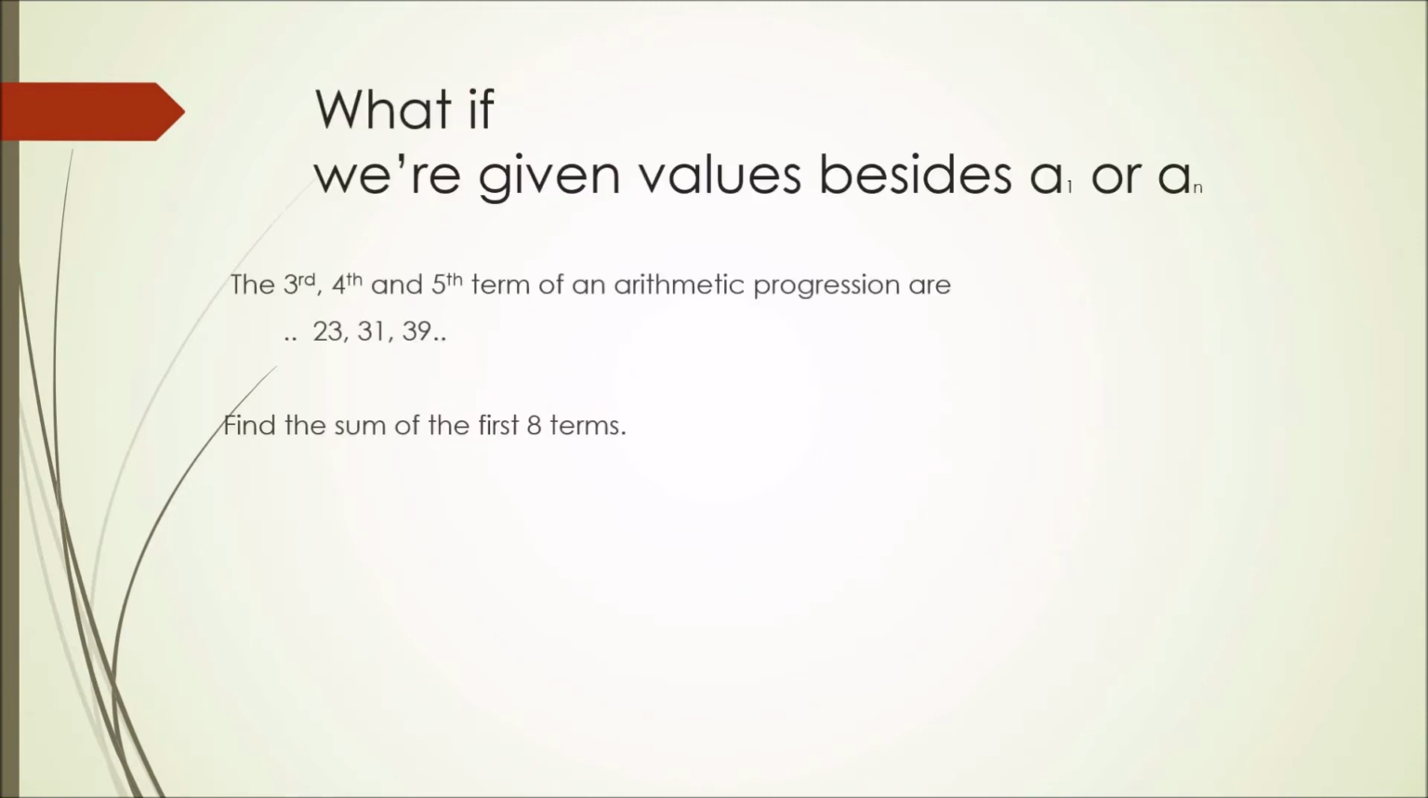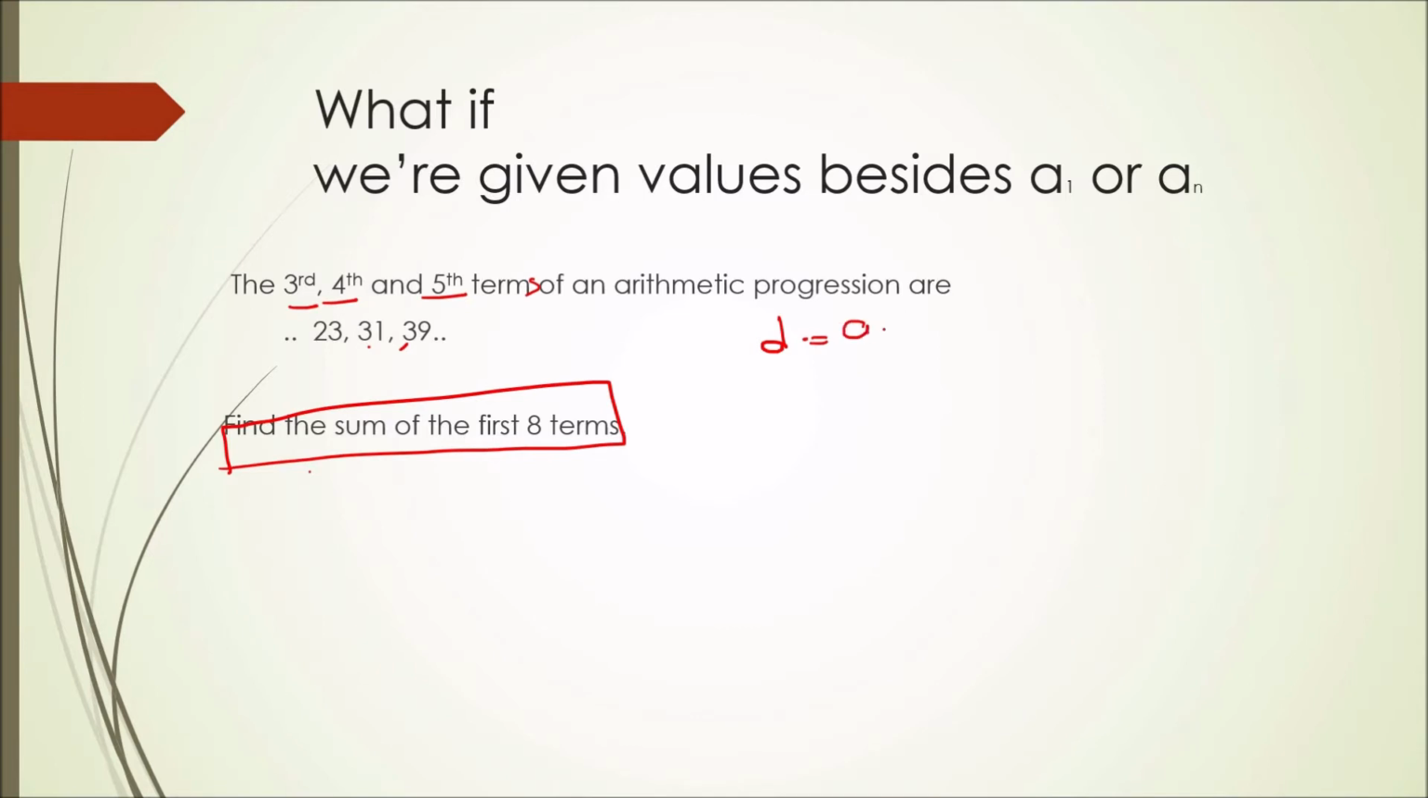Okay, now what if we're given other values besides A1 or An? They didn't give us A1, but they gave us other values, consecutive values. Now, the third, fourth, and fifth terms of an arithmetic progression are 23, 31, and 39. Now find the sum of the first 8 terms. How do we go about this? Now, first of all, we have to find D. That's the easiest thing to find.